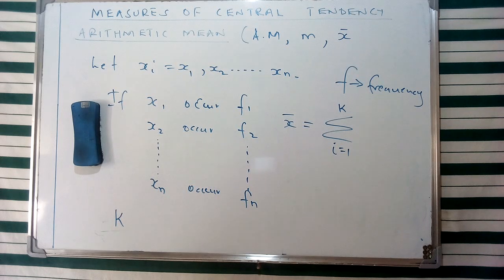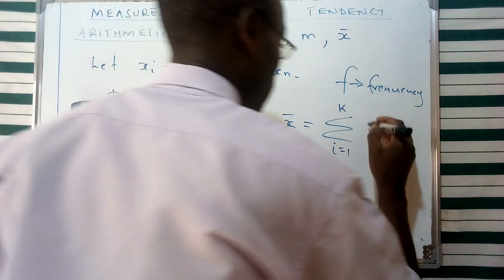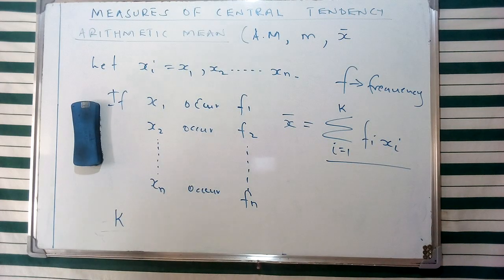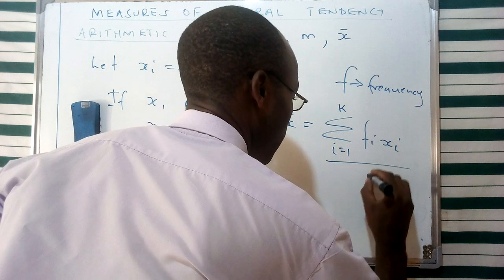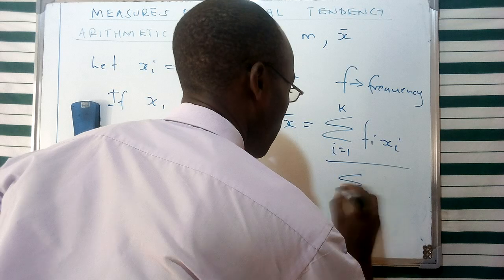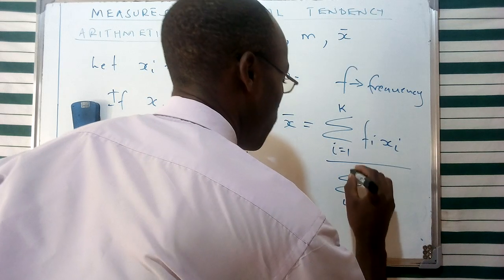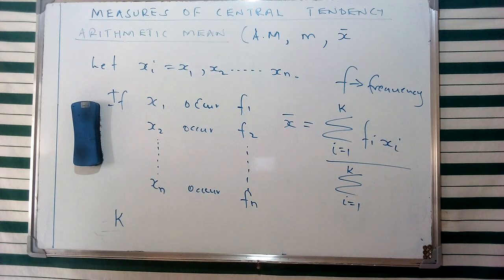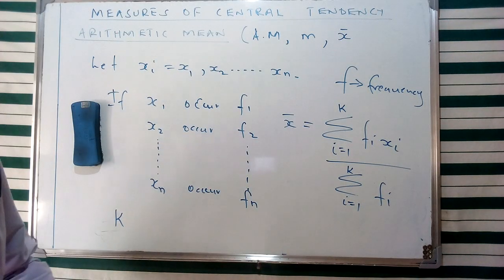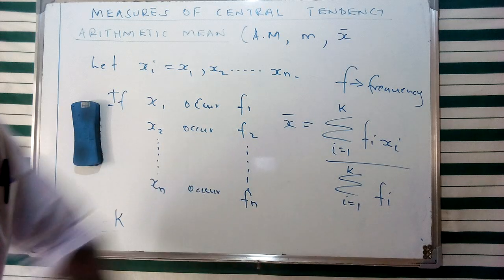I'm going to put a link to that particular video in the description box so that we can check on that. So we're going to have that given in terms of the product of frequency and the ith value for that specific variable x, and that is going to be divided by n. And in this case, n can be substituted for the total number of frequencies, given as the summation from 1 to k of fi.